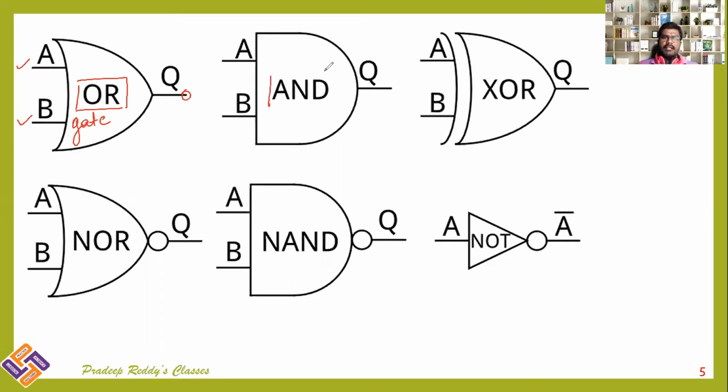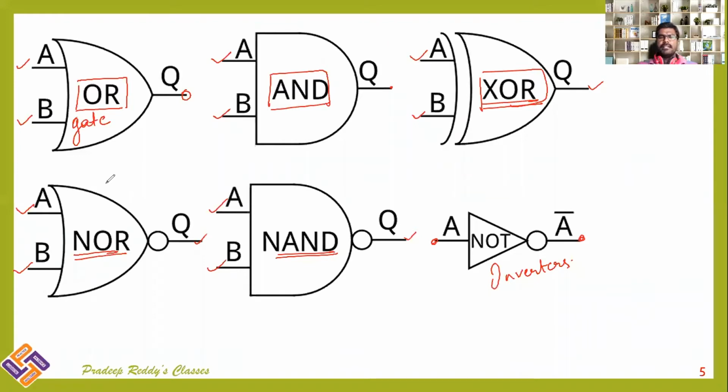And next is the AND gate. AND gate has 2 inputs and 1 output. XOR gate also has 2 inputs and 1 output. NOR gate also has 2 inputs and 1 output. NAND gate also has 2 inputs and 1 output. NOT gate has 1 input and 1 output. NOT gate is also called an inverter, it inverts. These are basic logic gates.